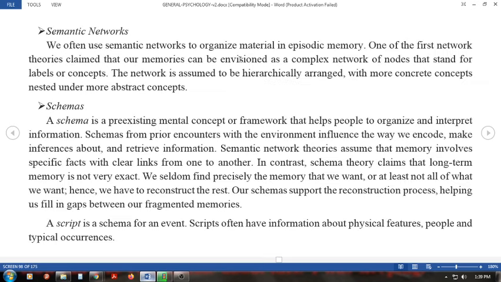And then we have the semantic networks. We often use semantic networks to organize material in episodic memory. One of the first network theories claimed that our memories can be envisioned as a complex network of nodes that stand for labels and concepts. The network is assumed to be hierarchically arranged with more concrete concepts nested under more abstract concepts. Okay, so concrete and then we have abstract. These are semantic networks. These are what? These are arranged by nodes.